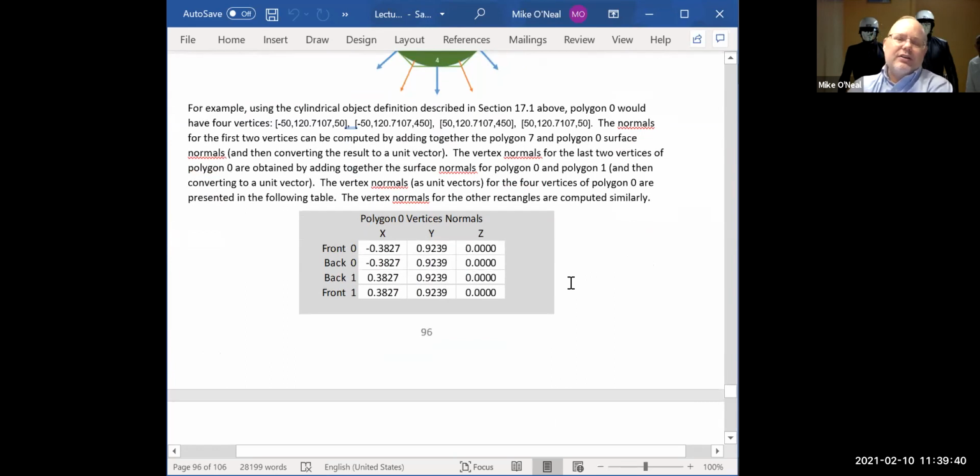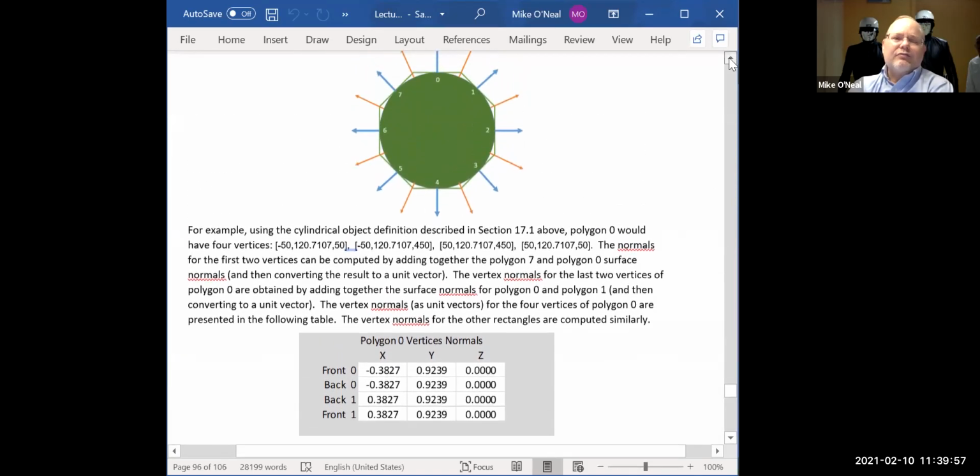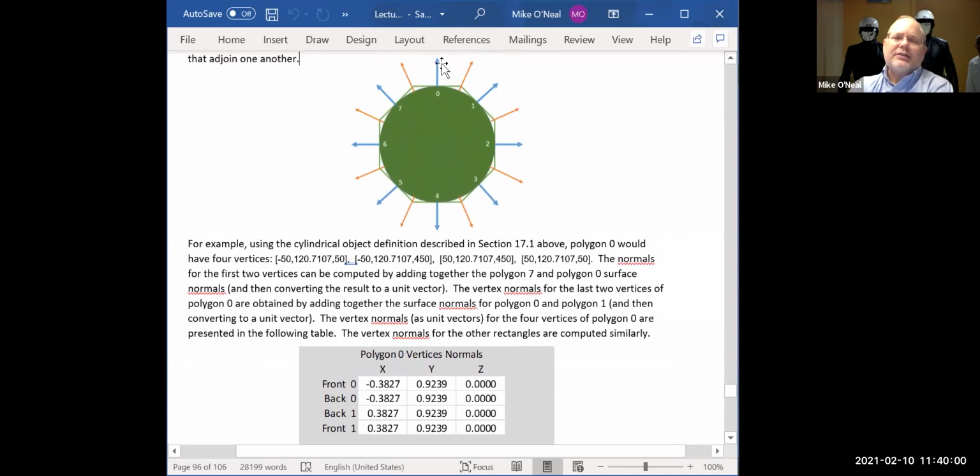And like I said, I computed these by taking the surface normals for polygon 7 and polygon 0 and adding them together and normalizing. And then I computed these by taking polygon 0 and polygon 1. So the first two are polygon 7 and polygon 0 to give me these two. There are actually two here, right? There's one at the front and there's one really behind it on the back, right? So I added up these two vectors to get this one, and I added up these two vectors, 0 and 1, to get this one. You can actually see I did it there.